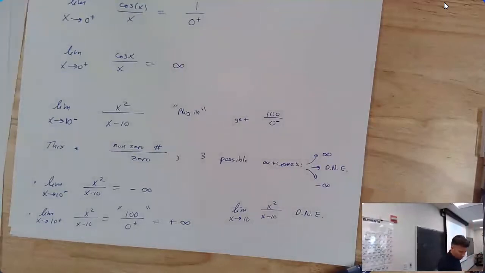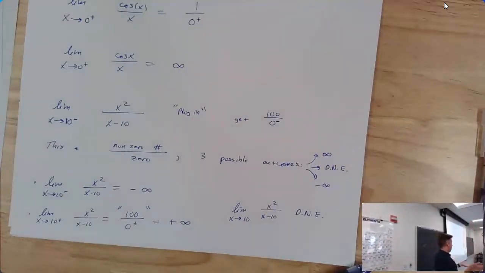So when you end up getting a non-zero number divided by 0, the real process is just to plug it in. The top's going to be something that's either positive or negative, and the bottom's going to be 0, but slightly positive or slightly negative. And your job is just to determine essentially the sign.